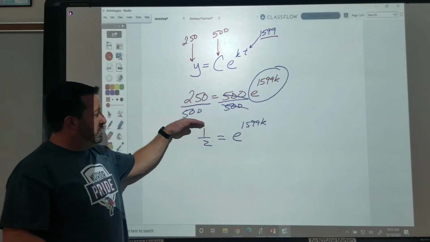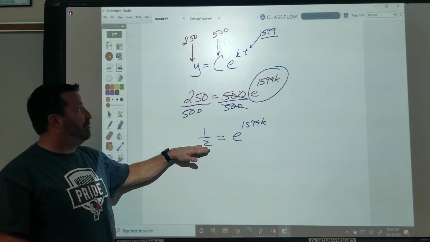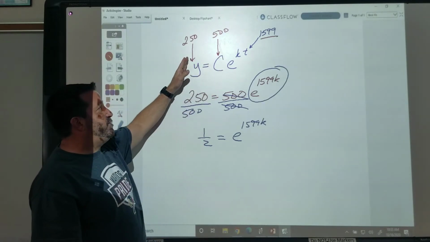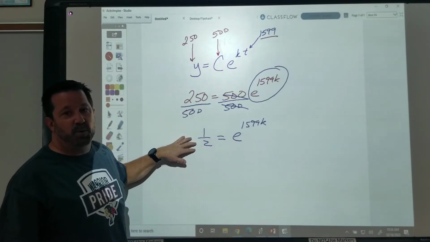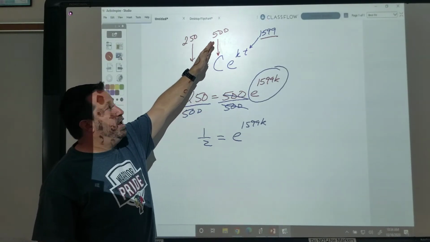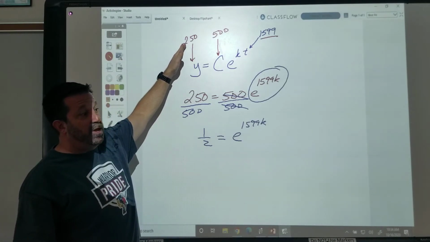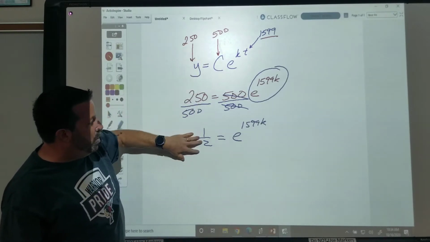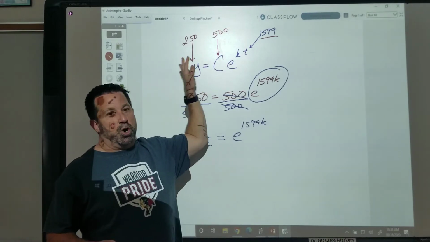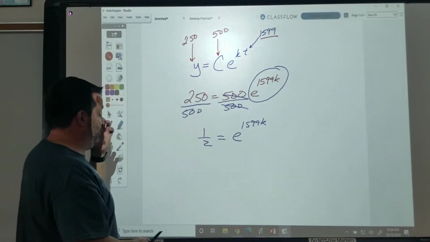So notice, this will always be 1/2 here. Because if I had started off with 100 grams, then this would be 50. And when I divide it, it'd still come out to be 1/2. I could start off with 1,000,000 grams, and then I'd have 500,000 grams for the half-life, and so it would divide to be 1/2. So every time it's going to come out to be 1/2, no matter what you start with, because that's what a half-life is.